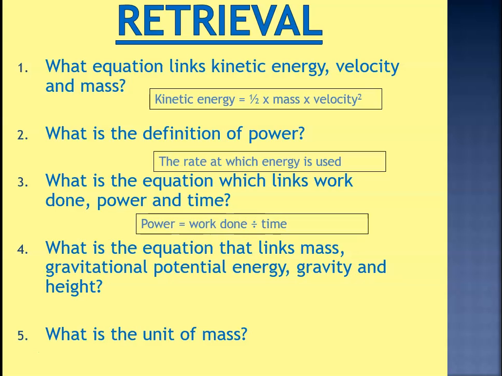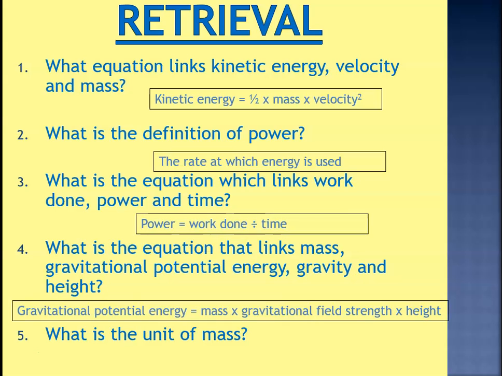energy transfer. Mass, gravitational potential energy, gravity, and height is this. Gravitational potential energy is mass times the field strength, or gravity, times the height of an object. And the unit of mass would be kilograms, or kg.